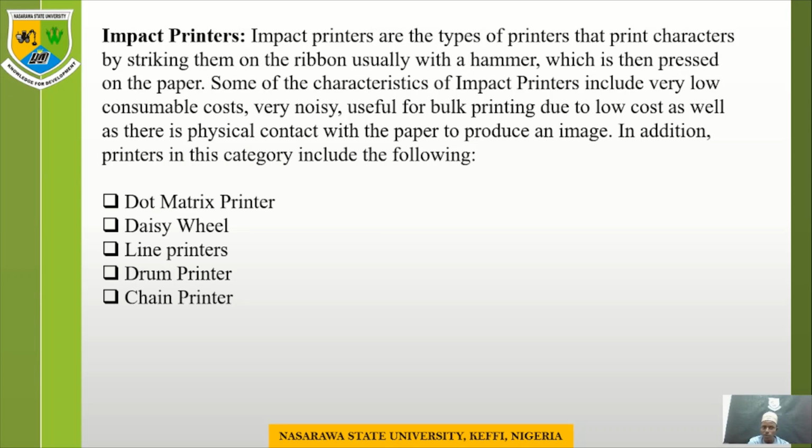These are examples of impact printers. The first one is dot matrix printer, daisy wheel, line printers, drum printers, and chain printer. So these are the 5 examples of impact printers. You should take note of them. They're very important, particularly in the case of your examinations. You can also know them for your own good.